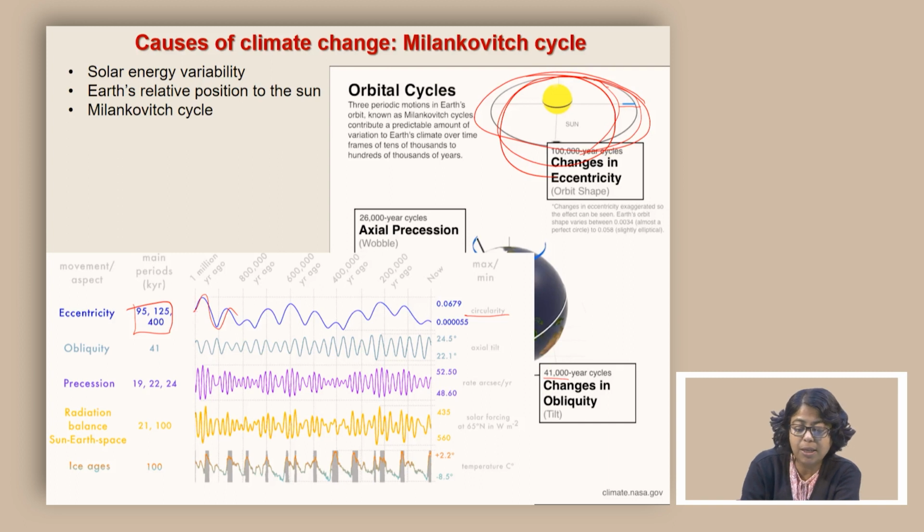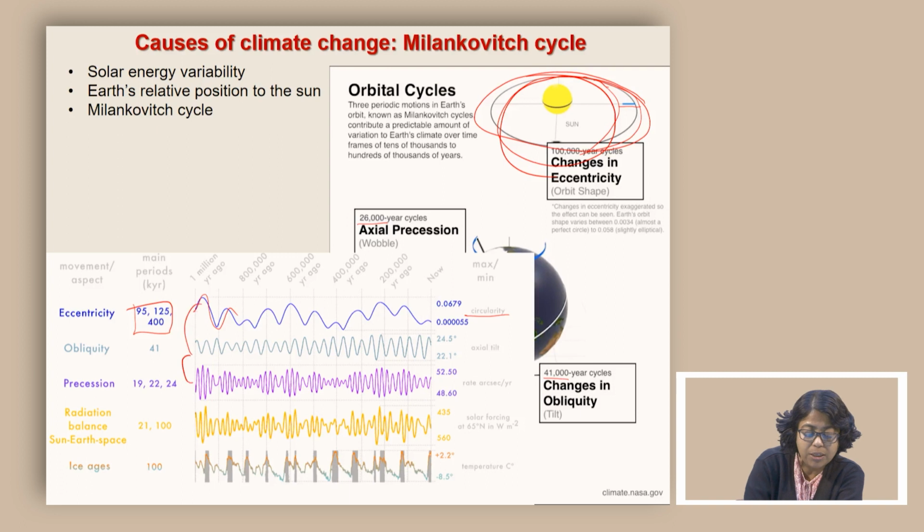Precession, as we said, can vary somewhere around 26,000 years. So, it can be 19, 22 or 24, and we are going to see patterns like this. And when all three of them are superimposed, we can check over time how it is going to look.